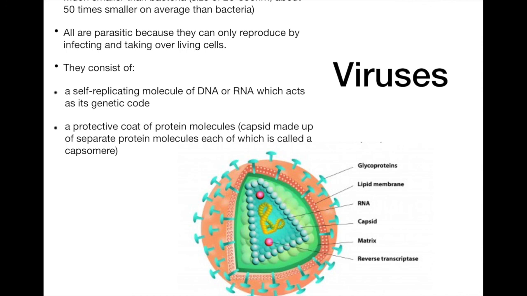Viruses range in size from 20 to 300 nanometers, about 50 times smaller on average than bacteria. All viruses are parasitic because they can only reproduce by infecting and taking over living cells. The virus DNA or RNA takes over the protein synthesizing machinery of the host cell, which then helps to make new virus particles. And this is why they're parasitic. They use another living organism to live.